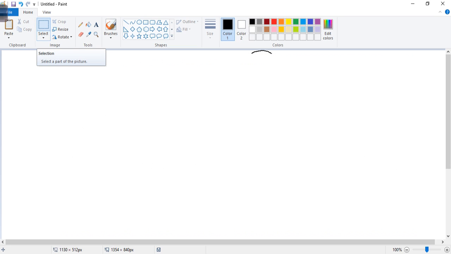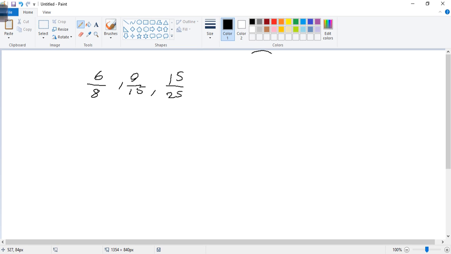Okay. We have, he said, simplify this fraction, then state which fraction is not equivalent to the other two. We have here 6 over 8, 9 over 15, and 15 over 25, yeah? Two of these fractions are equivalent and one is odd.